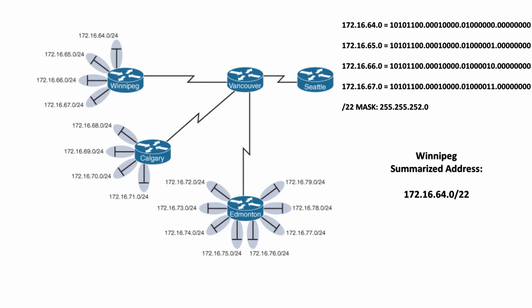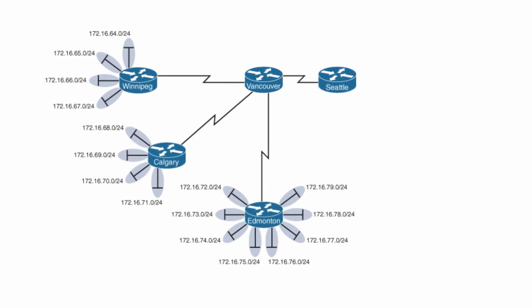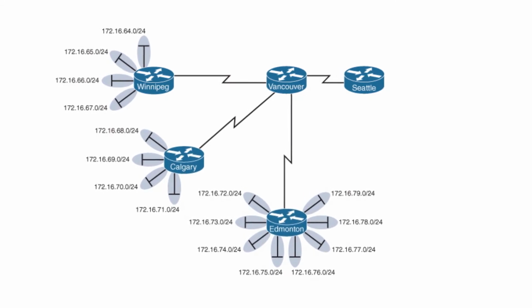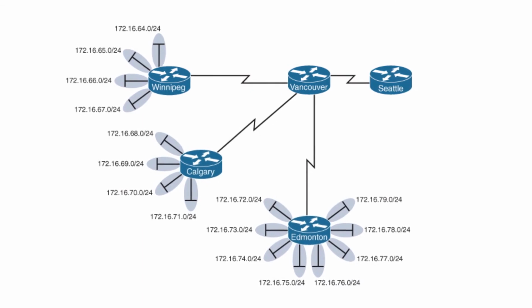If you have any packets that are addressed to networks that have the first 22 bits in the pattern of 101.000.000.01000xx.xxxxxxxx, then send them to me here in Winnipeg. By sending one route to Vancouver, with this supernetted subnet mask, you have advertised 4 routes in one line, instead of using 4 lines. Much more efficient.